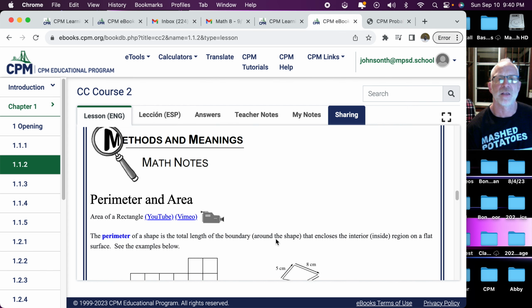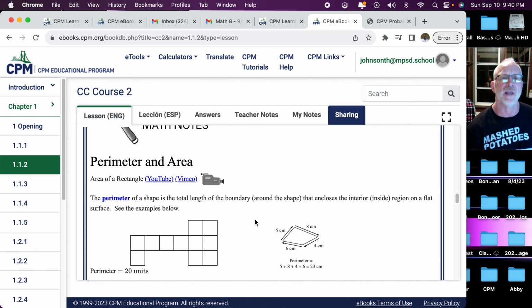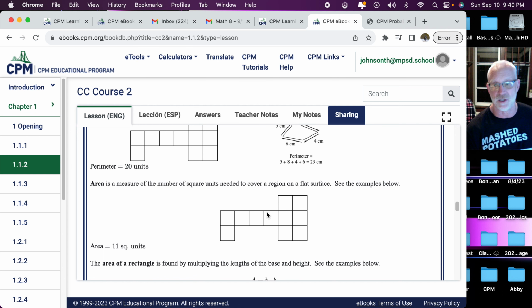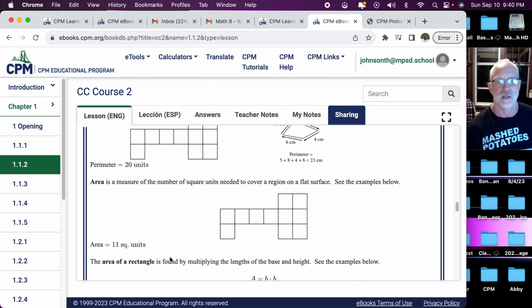Okay. Then we talked about their homework. So we said, okay, hey, let's take a look at this. This is perimeter, so you can click on a video if you like here. Perimeter is the total length if you walked around the shape. 5 plus 6 plus 4 plus 8. Area was all the squares inside. 1, 2, 3, 4, 5, 6, 7, 8, 9, 10, 11. 11 square units.